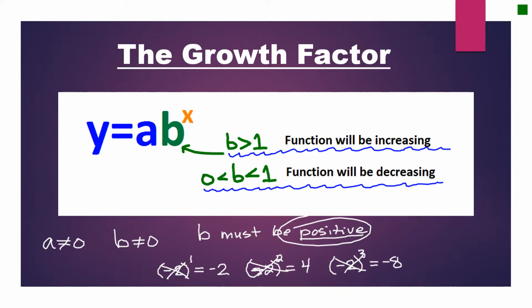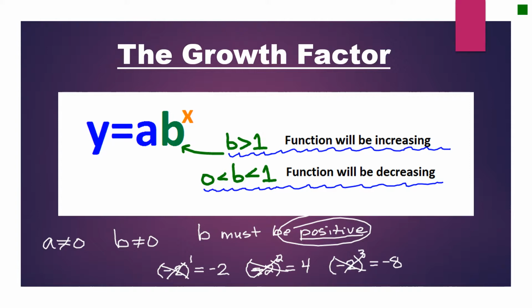If b is in between 0 and 1, like 1/2 or 1/3 or 0.7, anything between 0 and 1, the function will be decreasing. So as your x values get higher and higher, your outputs or your y values are going to get lower and lower and lower. So as you move to the right, the function is going to be coming down lower and lower and lower.